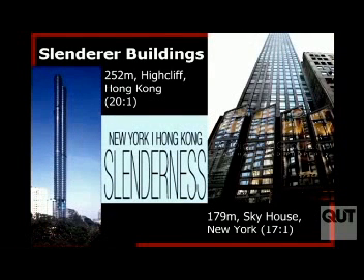The record for the slenderness ratio at the moment is a building in Hong Kong, Highcliffe, with a 20:1 aspect ratio, incredibly slender, particularly for a hurricane or typhoon region. And Sky House in New York City, currently at 17:1.